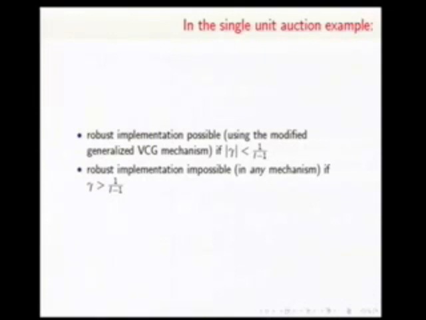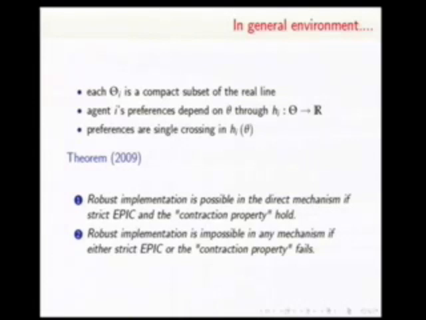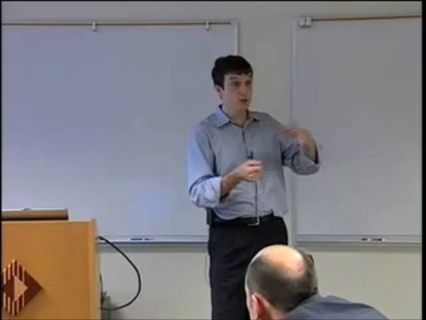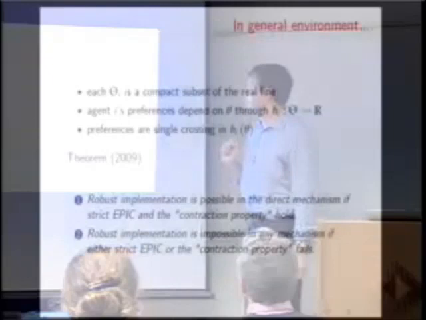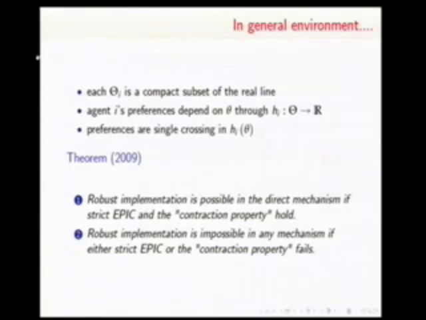Let me give you the idea of how this condition looks in the general environment, to hint that the specifics of the model don't matter here. Let's think about the generalization of this model where we have a compact type space for each of the agents, and where the preferences that agents have are determined by an aggregate of the payoff types of all the other agents. And in order to get incentive compatibility, we want to assume that the preferences are single crossing in this aggregate. Clearly, the linear model I just proposed has this aggregation property, but a very specific one. Then the general result is that robust implementation is possible in a direct mechanism if and only if we have strict ex post incentive compatibility and this contraction property is satisfied.